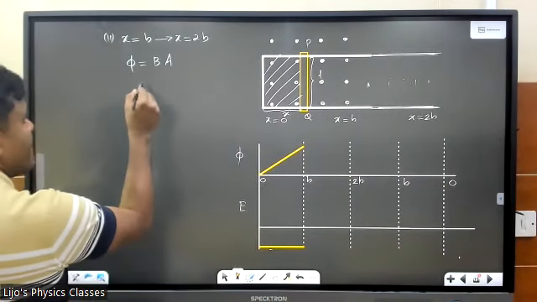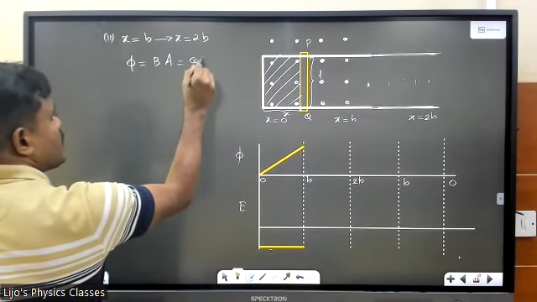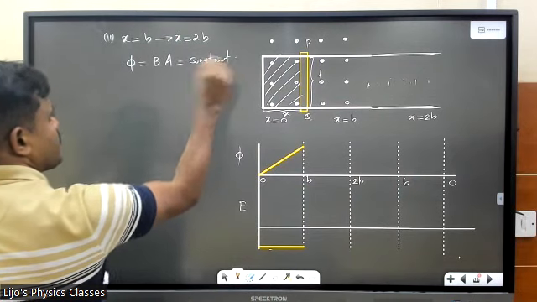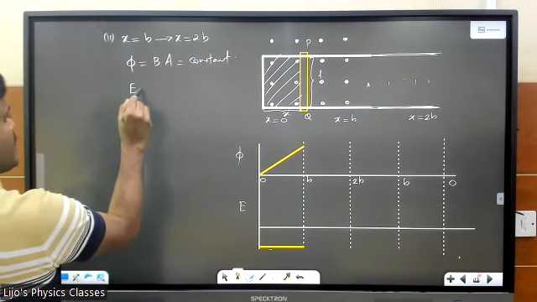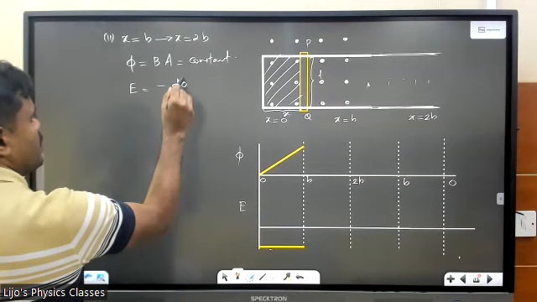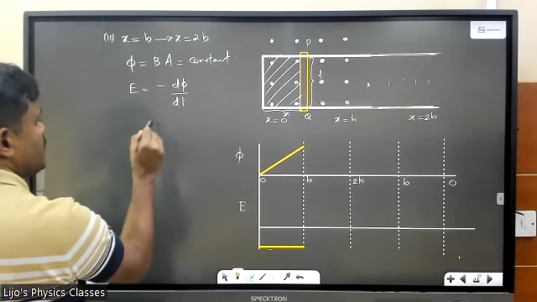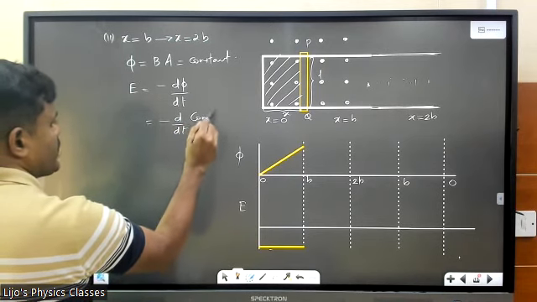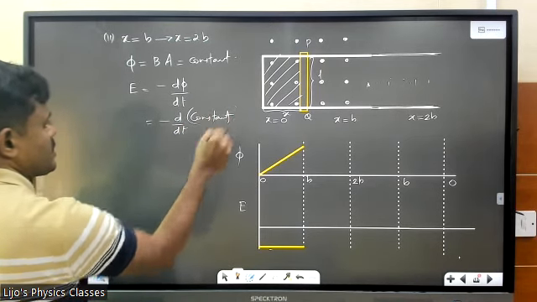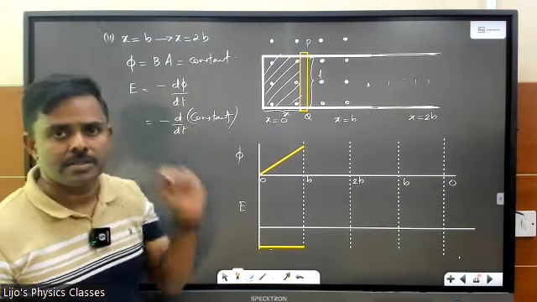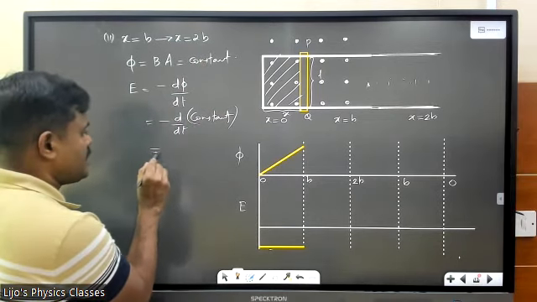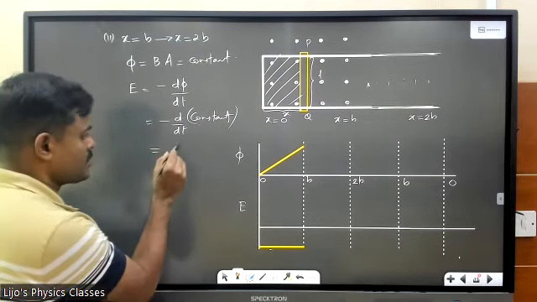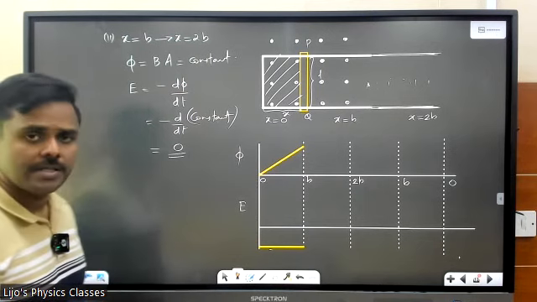So you can say flux is equal to a constant. So what is EMF in that case? EMF will be minus d phi by dt. That is minus d by dt of flux, which is a constant from the previous case. We have learned that d by dt of a constant is 0. Derivative of a constant is 0.